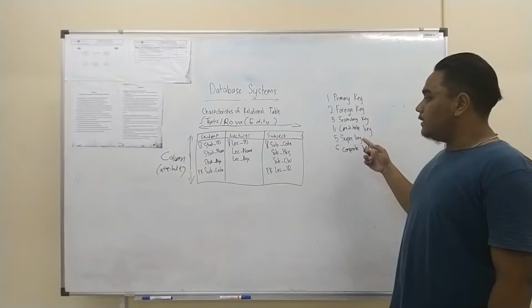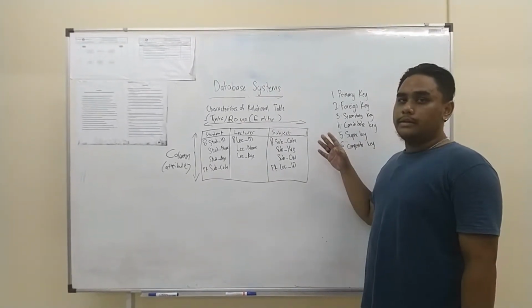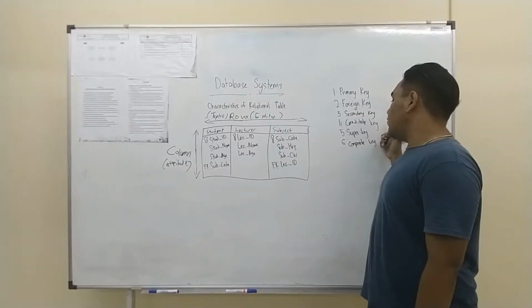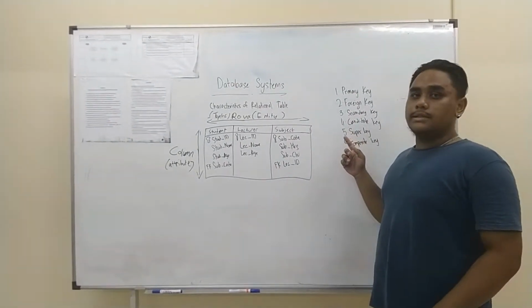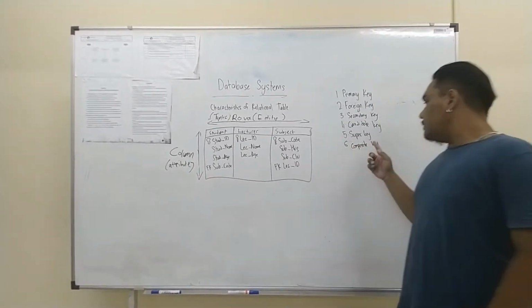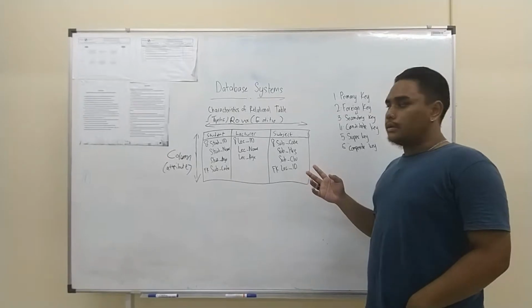Right? We're talking about the remaining keys, which are the super key, candidate key, and composite key. So a super key is basically an attribute that can instantly identify the entity, whereas the candidate key is basically a super key, but without the redundancies. Alright? And a composite key is basically a key with 2 or more attributes, and that's it.